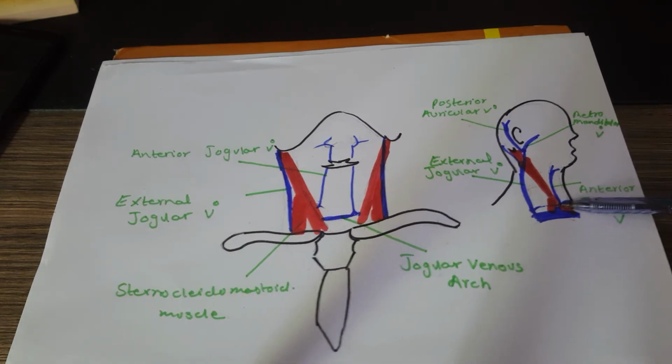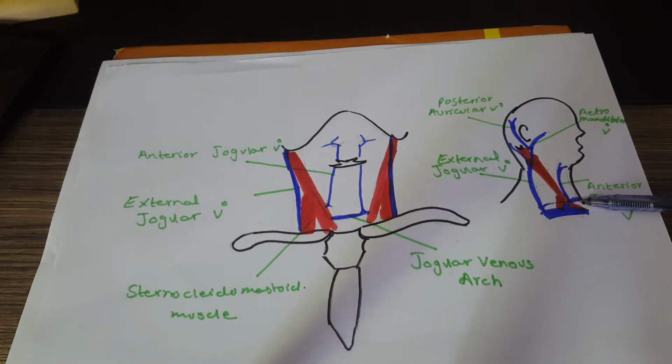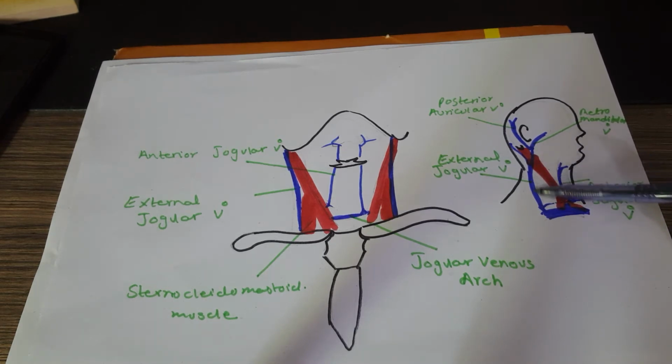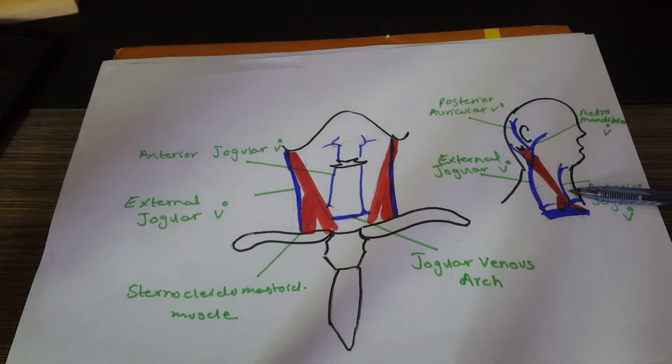It joins the opposite anterior jugular vein through the jugular venous arch. The anterior jugular vein then passes behind the sternocleidomastoid muscle and joins the external jugular vein. So the anterior jugular vein finally drains into the external jugular vein, and it receives three tributaries: laryngeal vein, inferior thyroid vein and small thyroid vein.